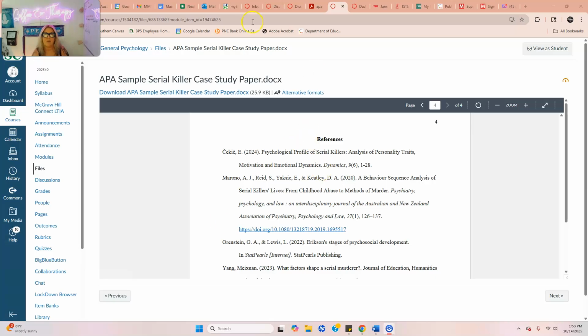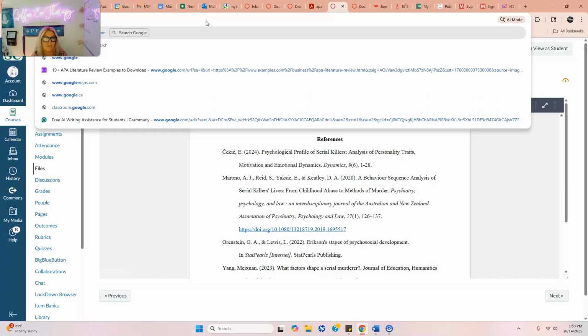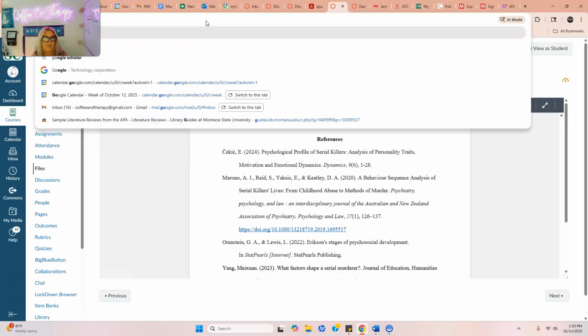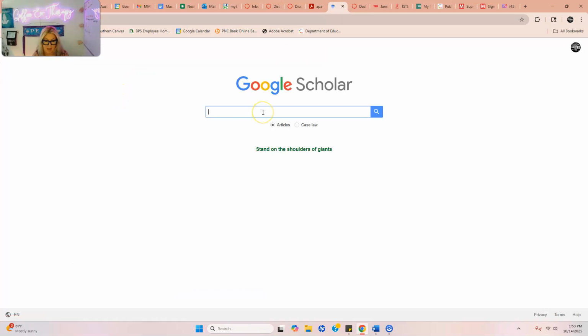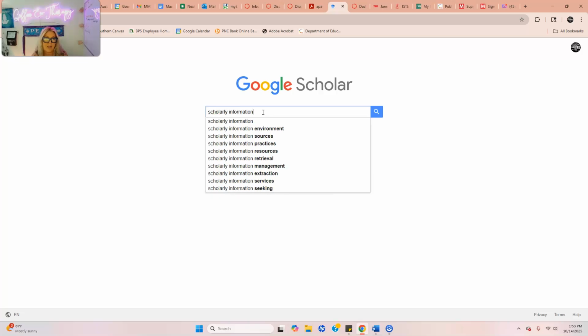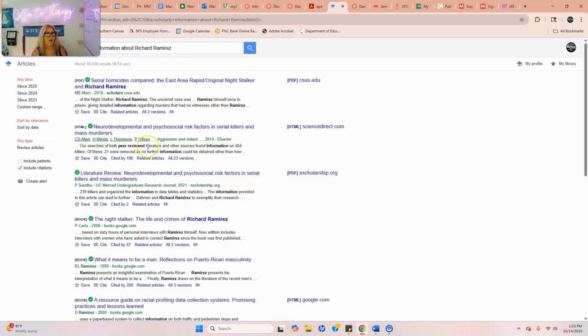The other thing I wanted to go over, and I'll do this for you really quick. Let's go to Google Scholar. Wait, Google. What am I doing? Let me just do this, make it easy. There, Google Scholar. All right, so if I pull something up and I just say information, or I'm always going to put scholarly, even though this is Google Scholar, scholarly information about Richard Ramirez, right? Okay.